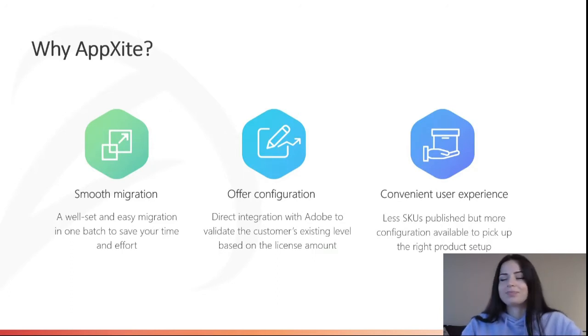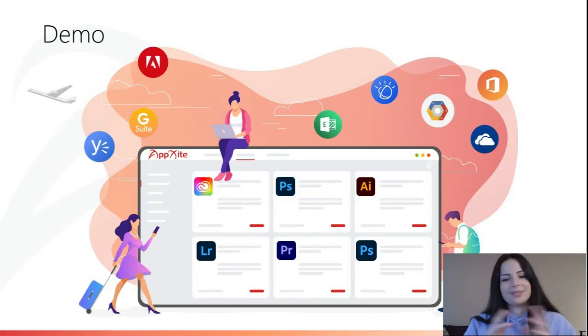And finally, we all know how many SKUs are available in the market. Users could easily get lost, but the platform is built on the principle of fewer SKUs, more configuration, so that users can choose the product they need and pick up the right setups by choosing the commitment period, billing cycle, and other options. And now it's time to entertain you with not only slides, but the demo of the purchasing process in AppXite platform.